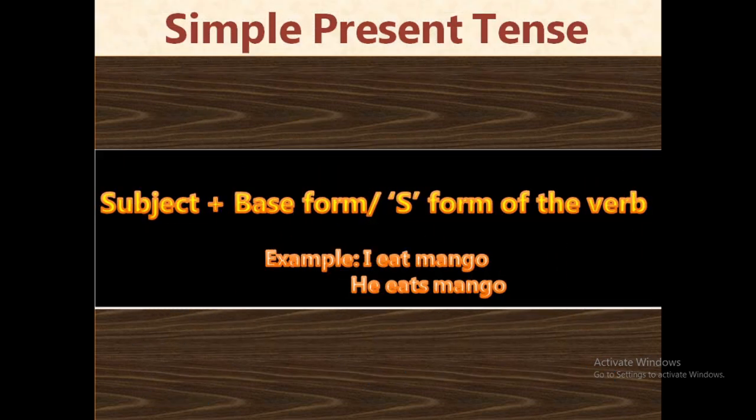What is the structure of simple present tense in its declarative or assertive sentence? This structure is subject plus base form or S form of the verb. For example, I eat mango. Here the subject is I and it takes the base form of the verb eat. He eats mango. Here the subject is he and it takes the S form of the verb.